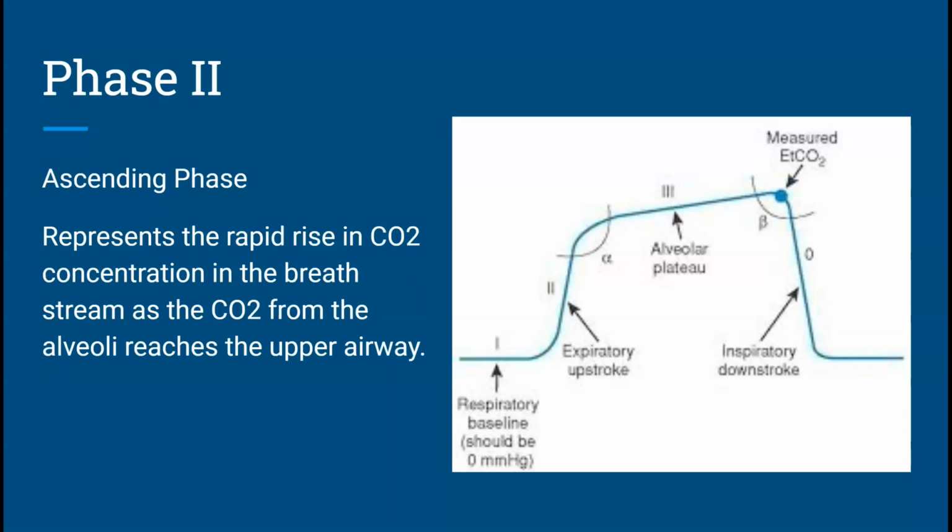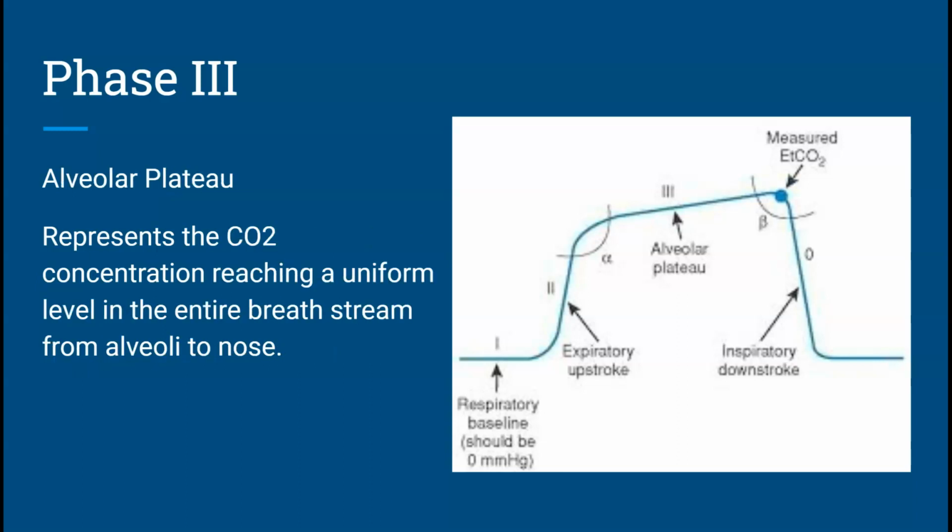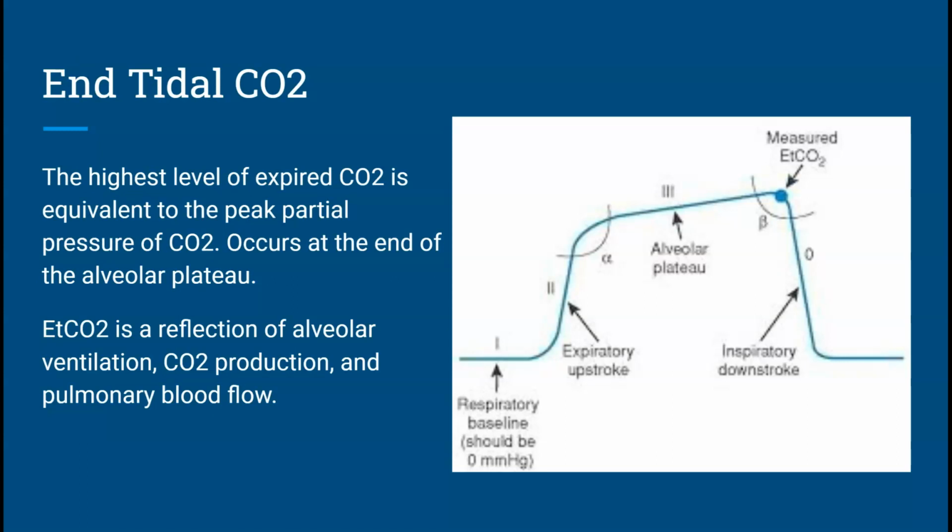Right here you have all of the stuff that was from your alveoli. It reaches the upper airway, reaches that inline or side stream measurement, and then it starts to hit right here at the alveolar plateau. Which is where it's primarily all alveolar carbon dioxide, right? It hits that plateau, and this is where it's measured because it's the highest point. This happens, as I said, right before you take another breath in.